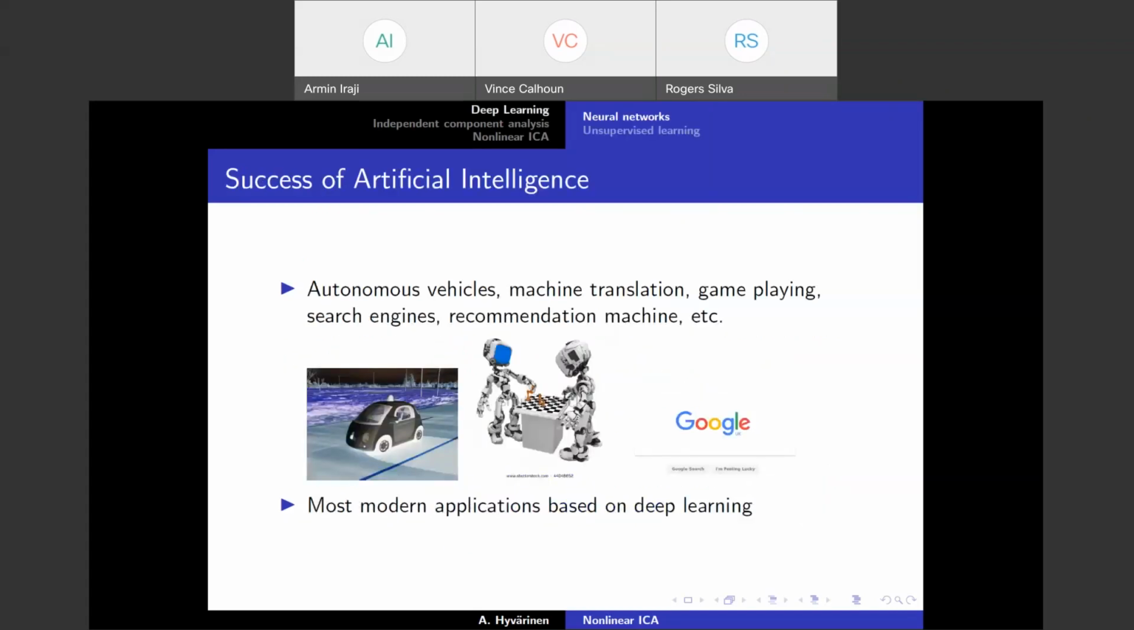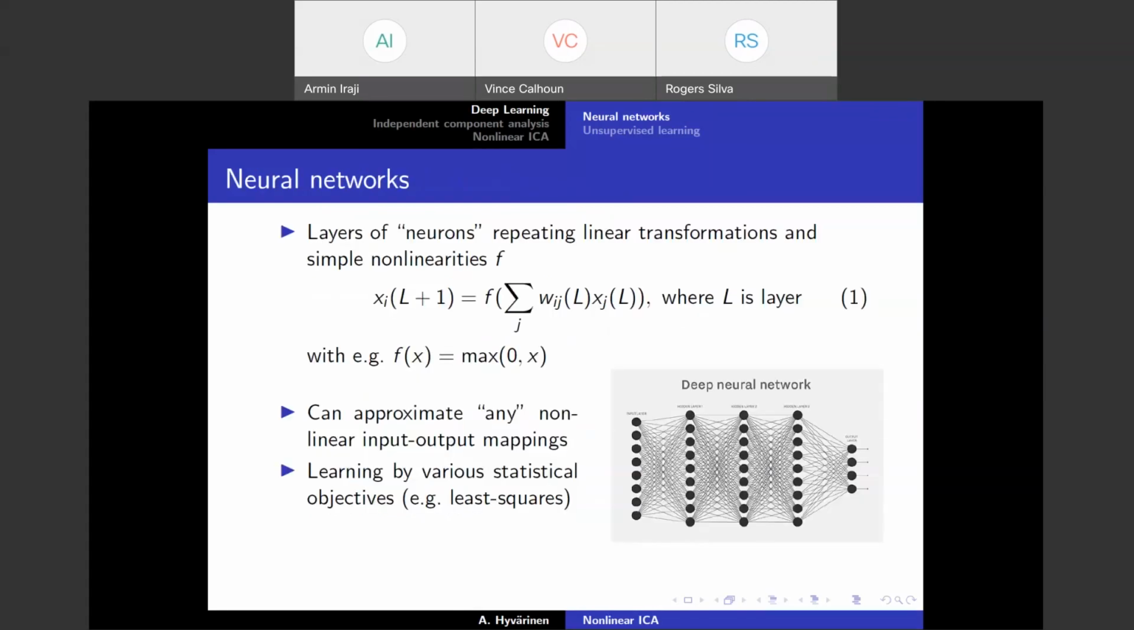Okay, so just a very short background on artificial intelligence or machine learning. Of course, we all know that we live in a boom era for artificial intelligence. There are a lot of industrial applications and also scientific applications. We encounter these in many ways. People talk a lot about autonomous vehicles, but what we see in practice is things like search engines and recommendation machines that we tend to use all the time, sometimes without knowing that they are also based on AI. Most of these modern applications, even search engines and recommendation machines, are based more or less on deep learning.